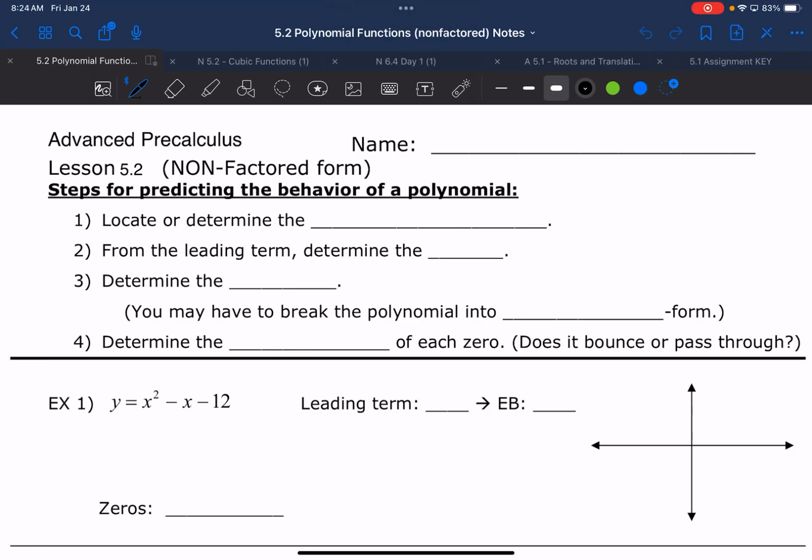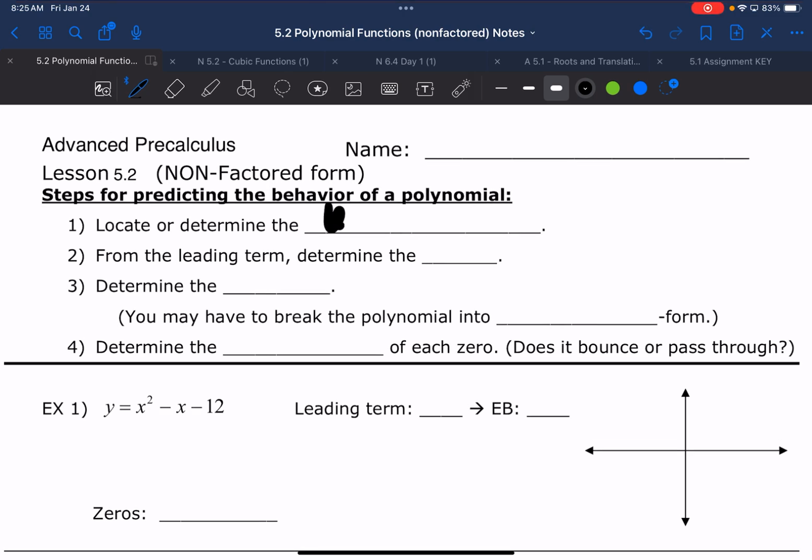We've got steps for predicting the behavior of a polynomial in our non-factored form. Still, the first thing we're probably going to need to do is locate or determine what that leading term is. That leading term lets us know two things, right? It lets us know the degree of the polynomial, and it also lets us know which way our arrows are going to point, if it's a positive or a negative.